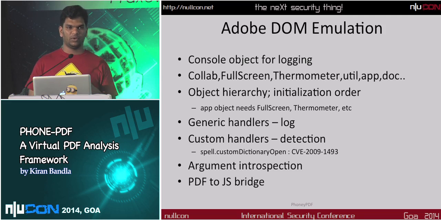But most of the implementations have generic handlers. They just log stuff to stdout or to log files. But for stuff that I'm interested in, I actually write specific handlers. For example, the spell.customDictionaryOpen function, which was used for that CVE, I have a custom implementation. So if JavaScript ever calls that function from inside a PDF, I would log it. And I would actually log the arguments and other things related to it. But for, let's say, other functions, like a spell.xyz function, which you have no idea about, that will have its own generic handler, which will just log to a file.